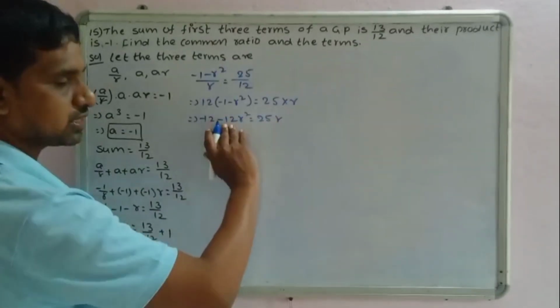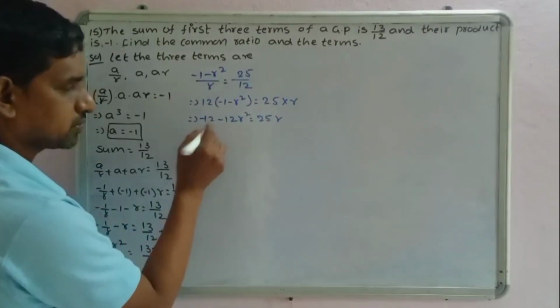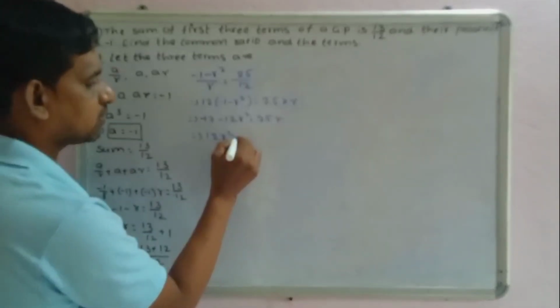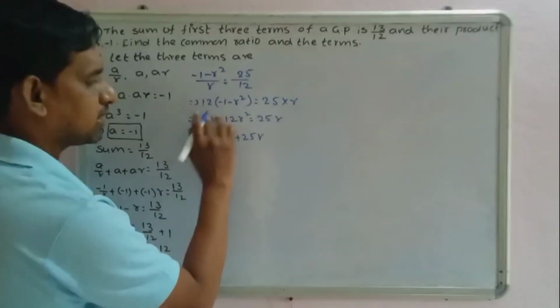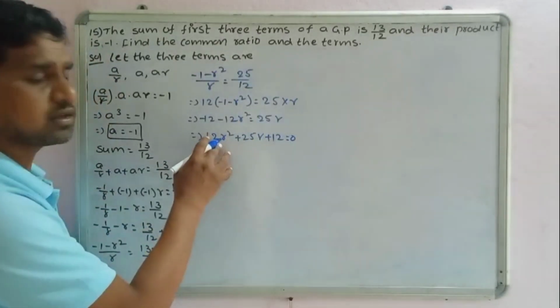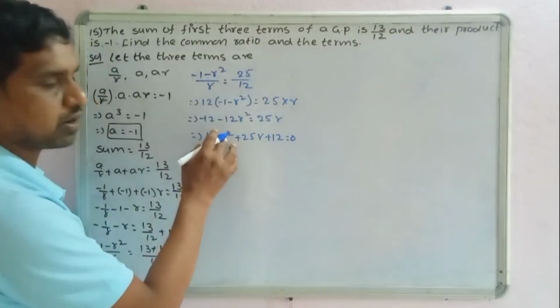Write in a proper order. This term transposes to the right side. -12 r square transposed to the right side becomes plus 12 r square. Already 25 r is there. -12 transposed to the right side becomes plus 12, equals 0. This is in the form of a quadratic equation.